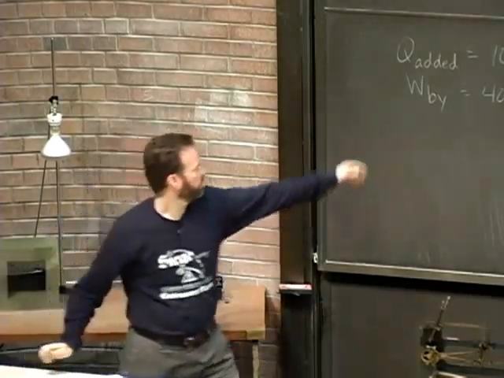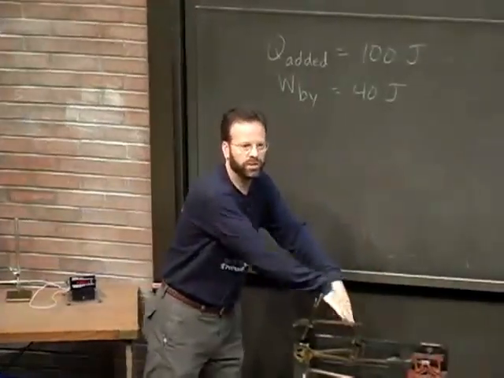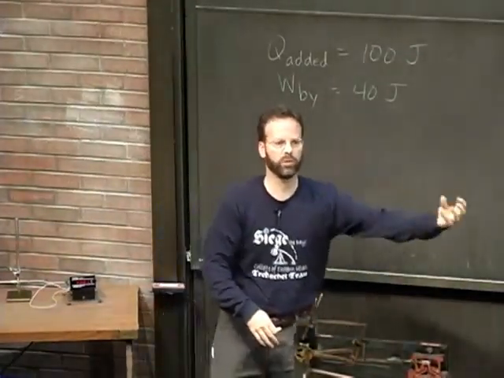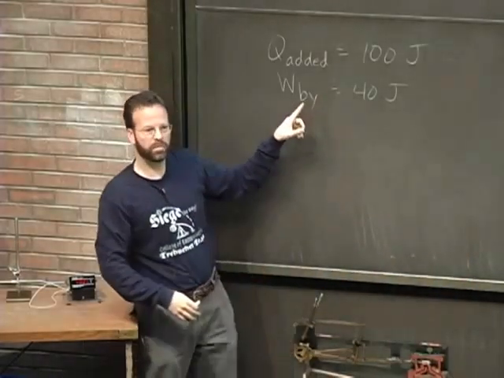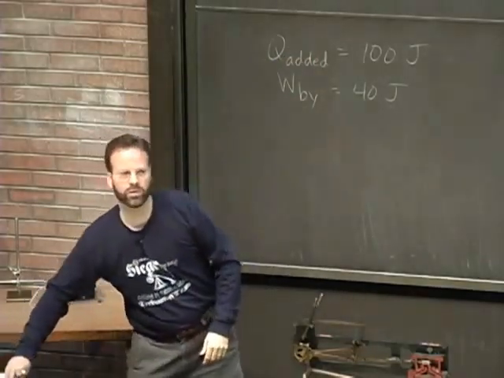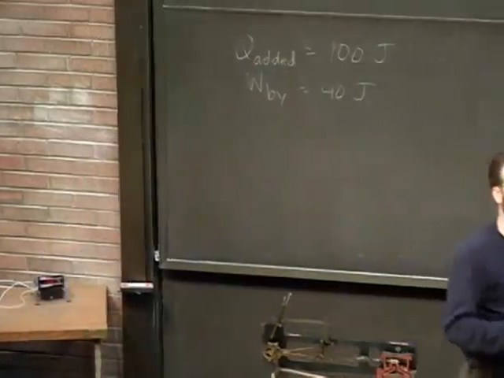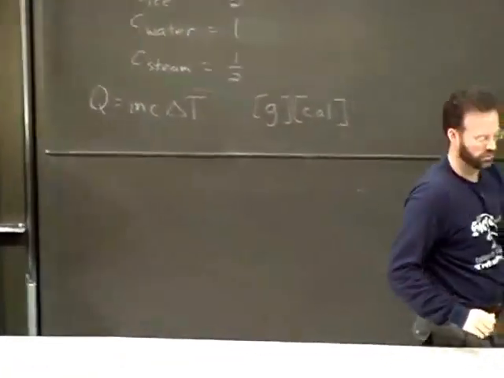140. Because Q was added to the system, and we do work on the system of 40, then the internal energy must go up 140. See, this one, where the work done by the system, this one comes in, this one goes out. You just got to keep it all conserved. If you keep that mindset through it, you'll be able to work out any problems.